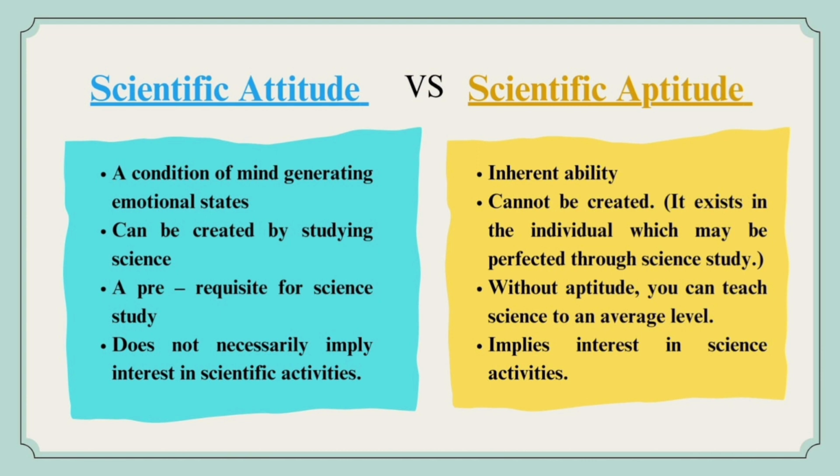Scientific attitude. It is a condition of mind generating emotional states. Can be created by studying science. It is a prerequisite for science study. Scientific attitude does not necessarily imply interest in scientific activities. Scientific aptitude. It is an inherent ability. It cannot be created. It exists in the individual which may be perfected through science study. Even if there is no aptitude, you can teach science to an average level. Scientific aptitude implies interest in science activities.